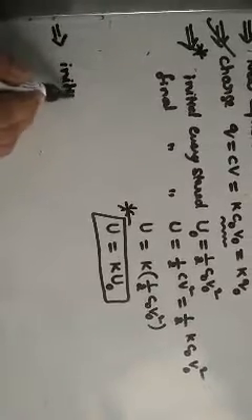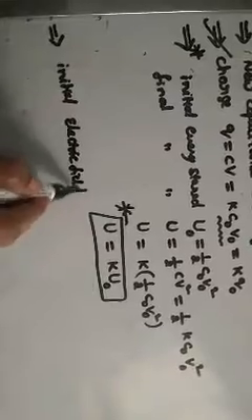Initial electric field: a uniform electric field exists between the plates of the capacitor. So E is equal to V by d. E naught is equal to V naught by d. The final electric field E is equal to V by d, and V is again V naught, so E is V naught by d. That means the electric field is not changing. The electric field remains the same, E is equal to E naught.